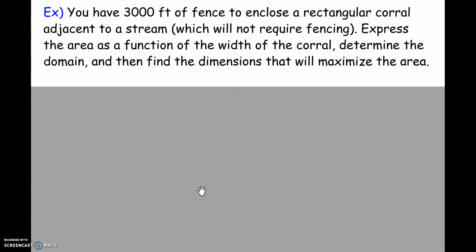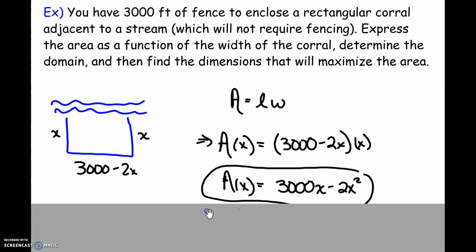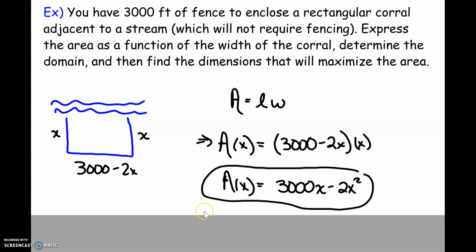Our goal is to express the area as a function of the width, to determine the domain, acceptable x values, and then find the dimensions that maximize that area. On these problems, I like to draw a picture because that often helps me figure out what the formula is going to be. So I have my stream where we're not going to fence, and then I have 3 sections that we will fence. I don't know what the width is, so I call that x.